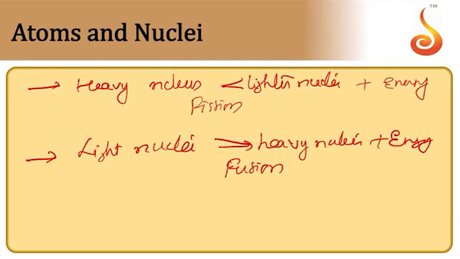These are some basic ideas as far as atoms and nuclei are concerned. Remember, this is a pretty easy chapter. Most of the ideas are very simple, very direct. It's basically memory stuff. You need to remember a couple of equations, and with the help of those equations, you can try problems.